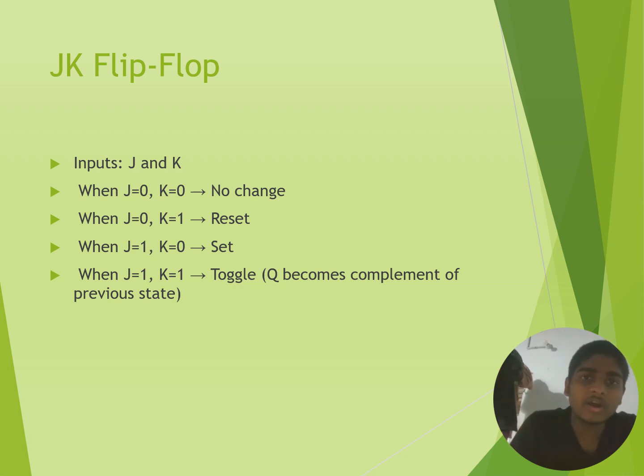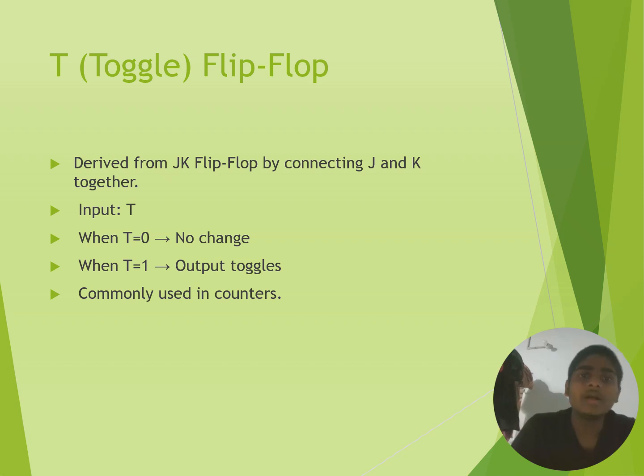Let us see what is the toggle. Toggle flip-flop is derived from the JK flip-flop by connecting J and K together. It has only one input, T. When T equal to 0, it has no change. When T equal to 1, output toggles.